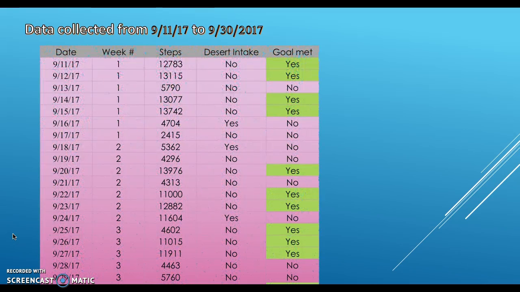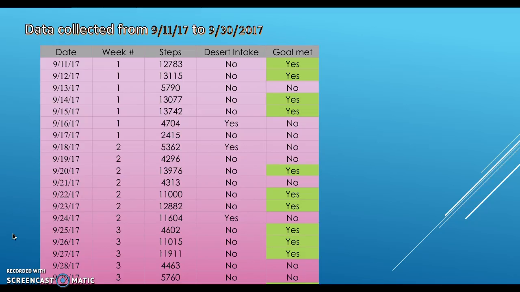So here it is. Data was collected from 9/11/2017 to 9/30/2017. It's a 3-week span. Not a lot of data, as I said earlier, but still good enough to see some kind of trend. So as I said, I'm going to be walking 10,000 steps at least 4 times in a week.